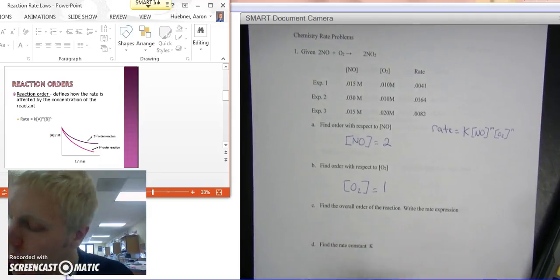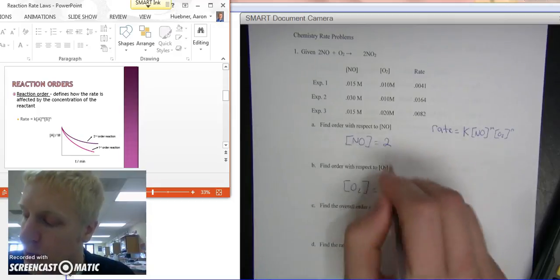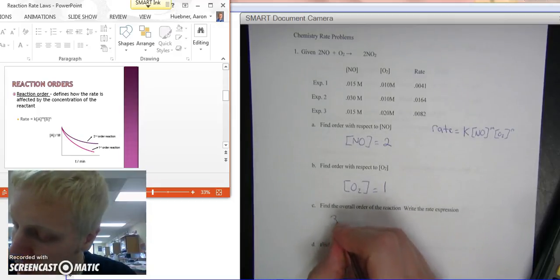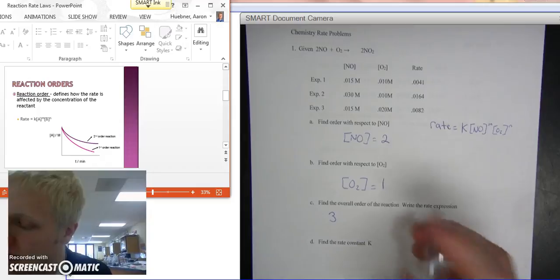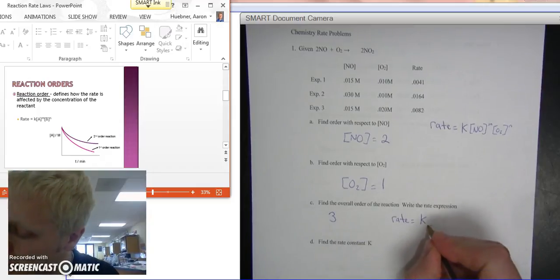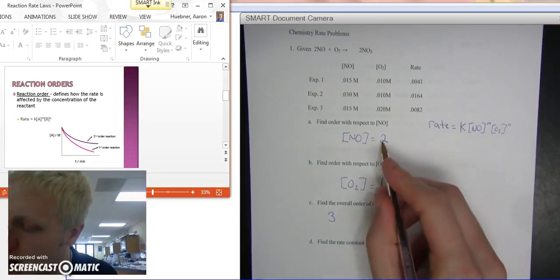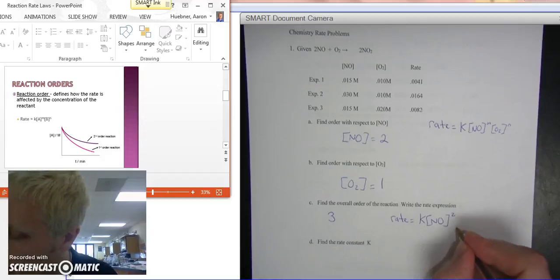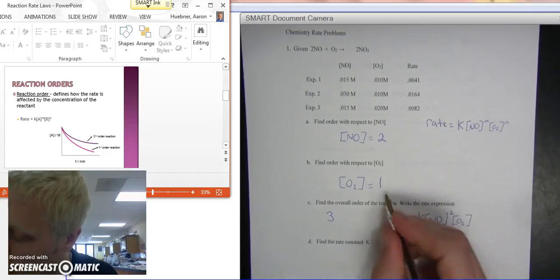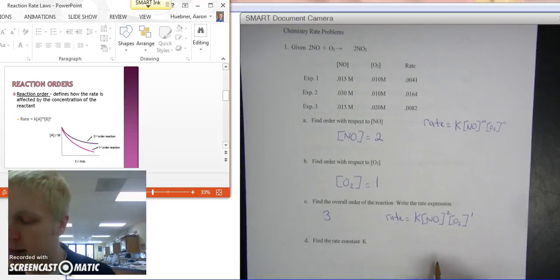Now it says find the overall order of the reaction. What you do is you add up your two orders. 2 plus 1 is 3. And write the rate expression. So rate is going to equal K times the concentration of NO to the power of 2, second order, times the concentration of O2 to the power of 1, first order. That is my rate expression.